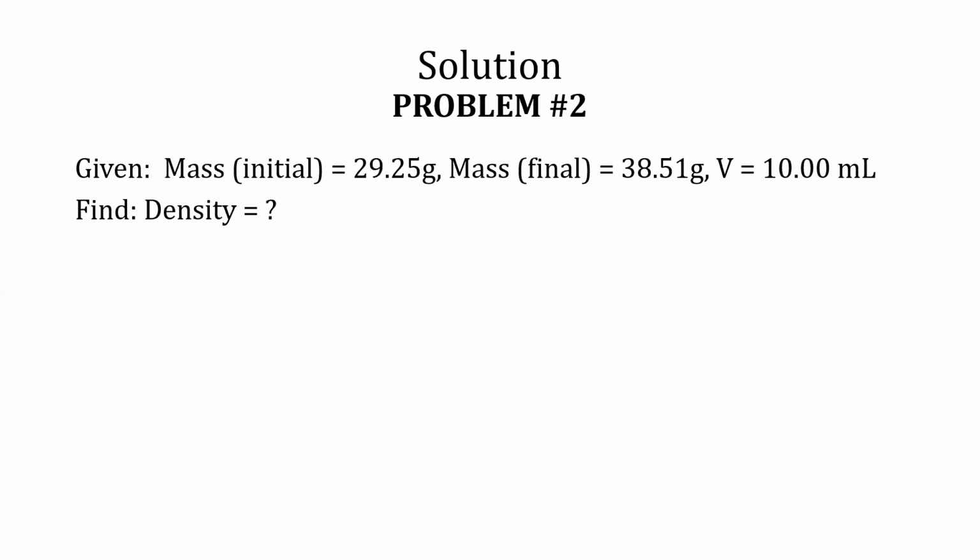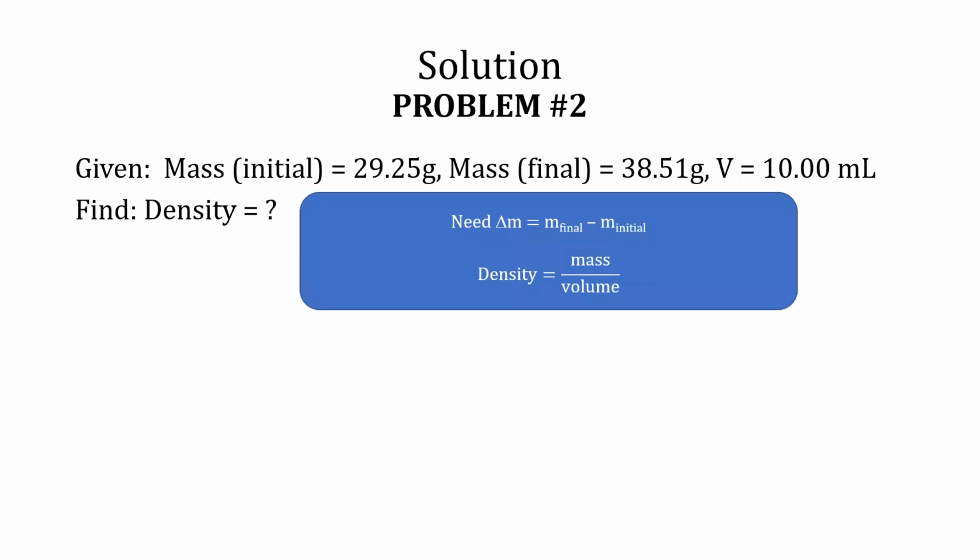It is given that the mass of the empty flask was 29.25 grams, the mass of the flask plus liquid was 30.51 grams, and the volume is 10 ml. To solve for density, we need the mass of the liquid by calculating delta M, which equals M final minus M initial. Density equals mass divided by volume. The solution map is mass and volume to density.